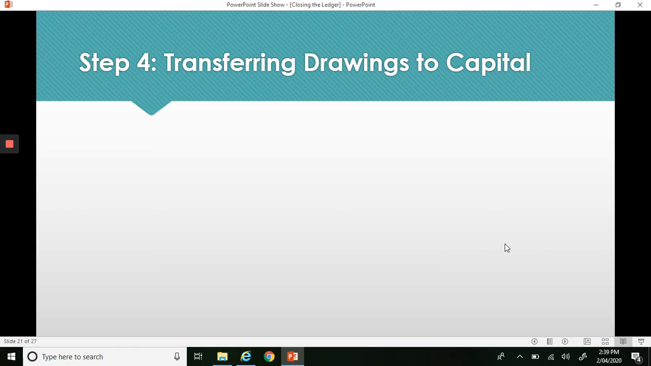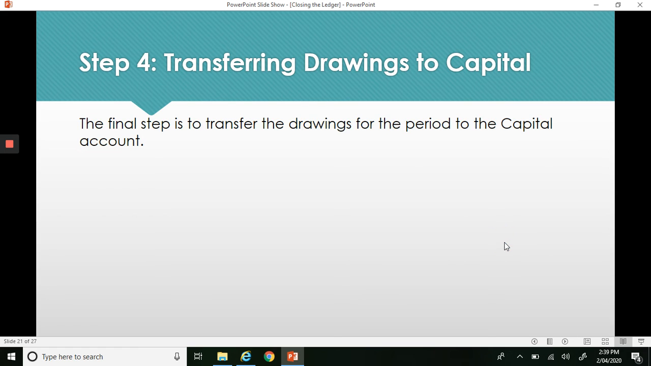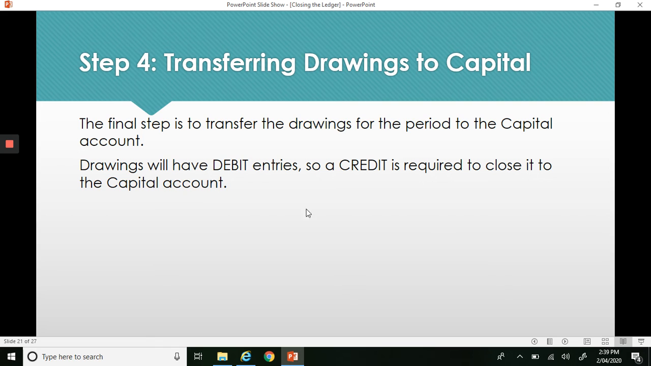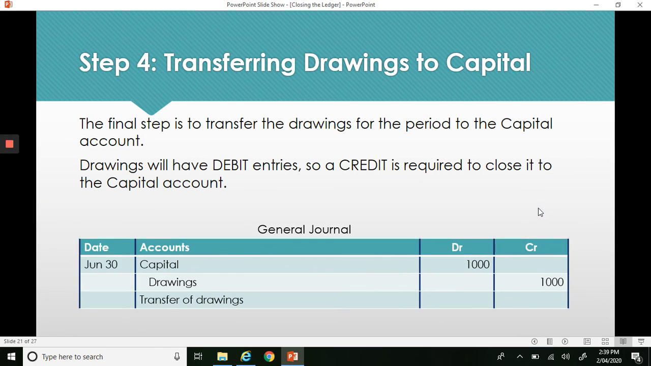Step 4 is transferring drawings to capital. Drawings will have debit entries, so a credit is required to close it to the capital account. And so here is our drawings, right? And drawings will always have a debit in it, so to close it, you'll credit, and here is the debit to capital. So remember we said that drawings would come back home to capital, and this is the entry to bring it back home, to debit it to capital.